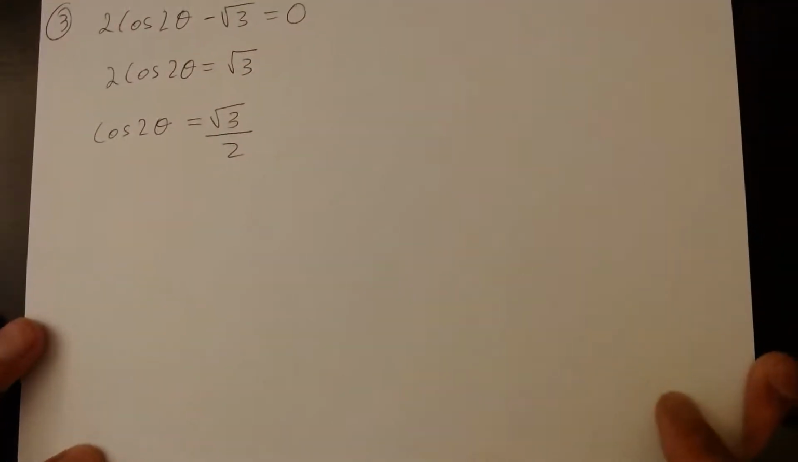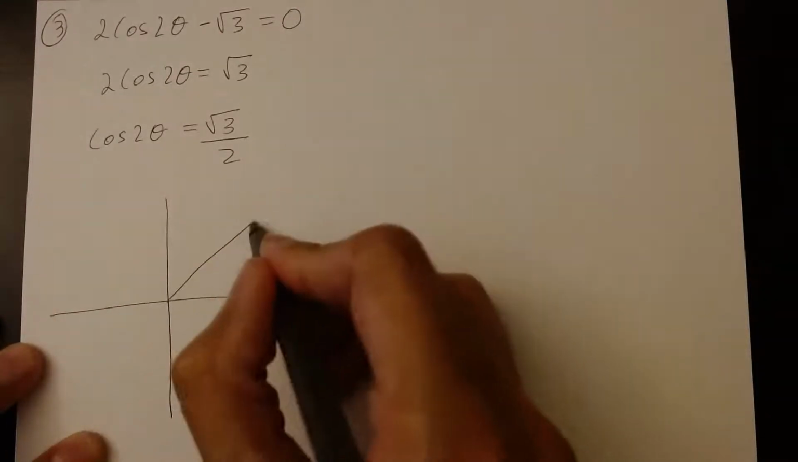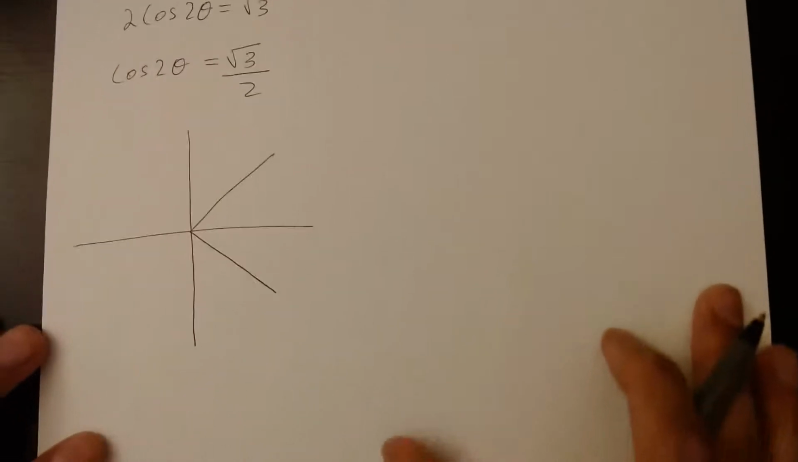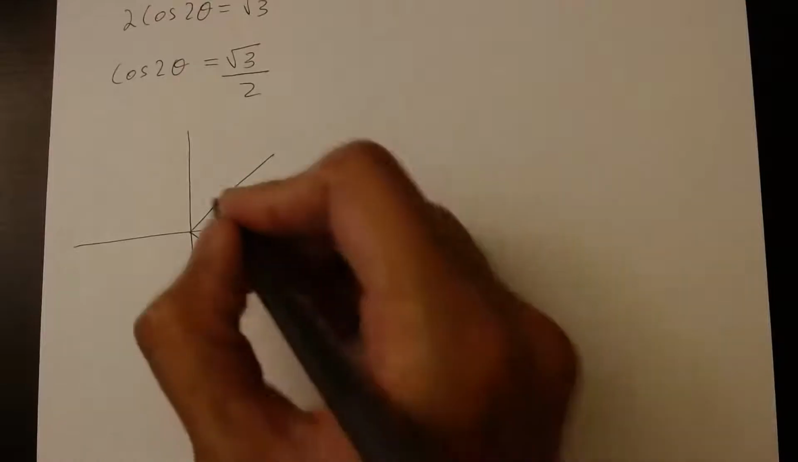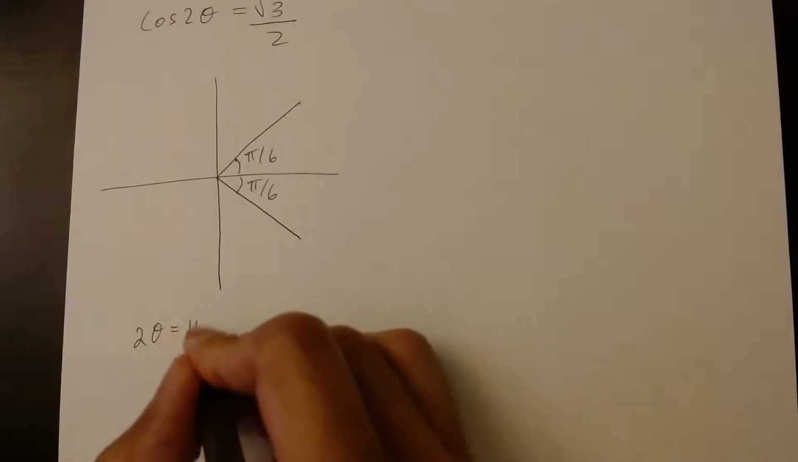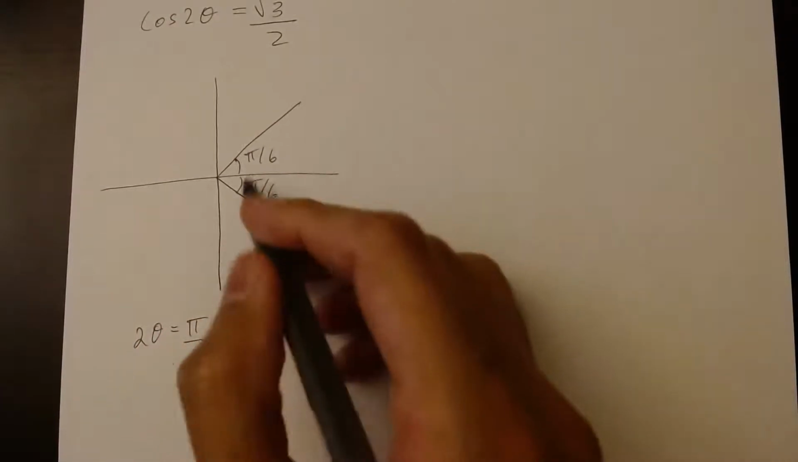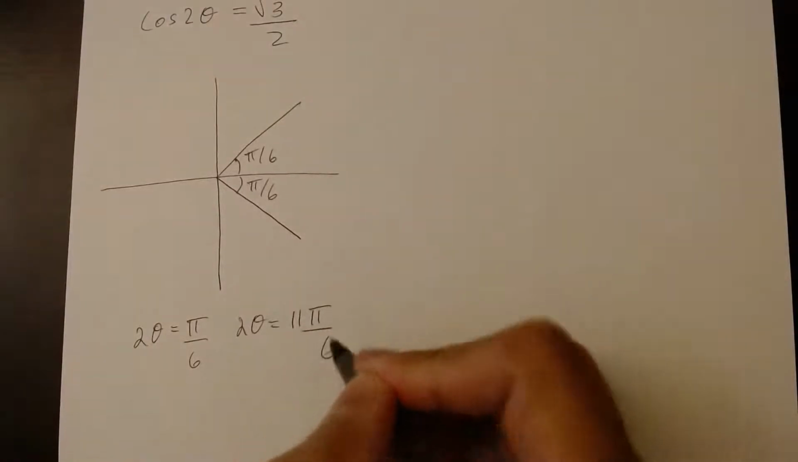Now it's just the same as the first two questions. I'm going to do my CAST rule. I know cos is positive in these two quadrants. I'll do the cos inverse of root 3 over 2, which is just pi over 6. So I know that I'm going to have 4 solutions in total here because it's a 2 theta. So 2 theta equals pi over 6, and 2 theta equals 2 pi minus pi over 6, which is just 11 pi over 6.